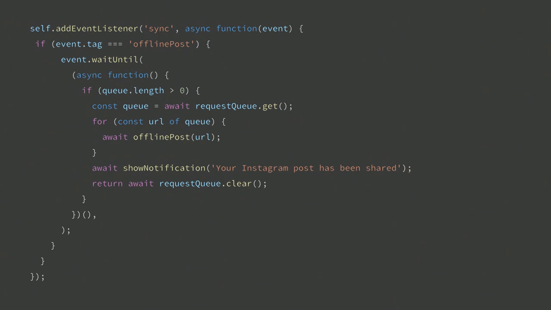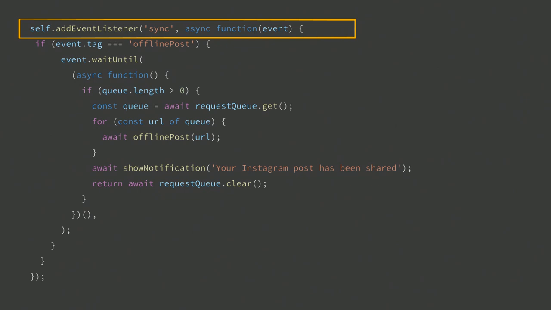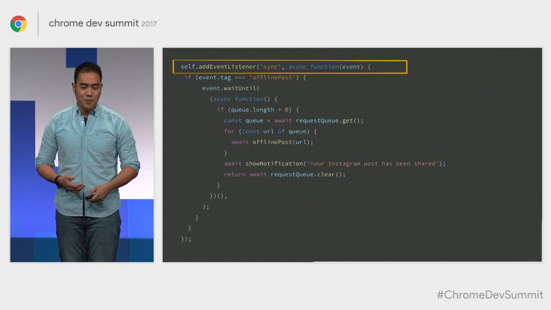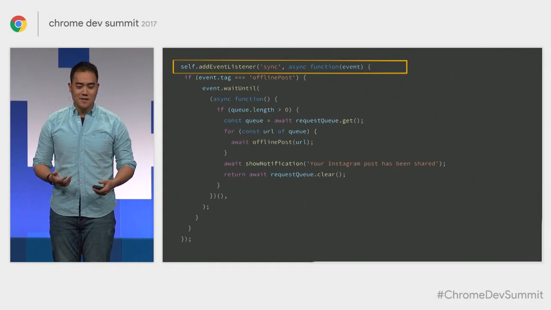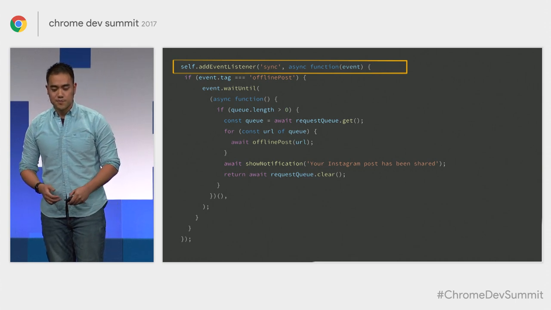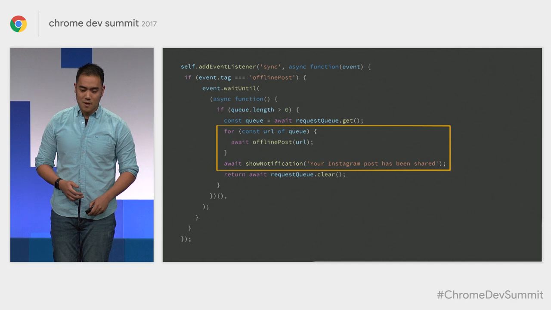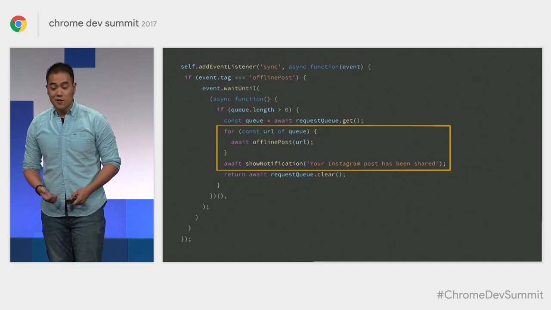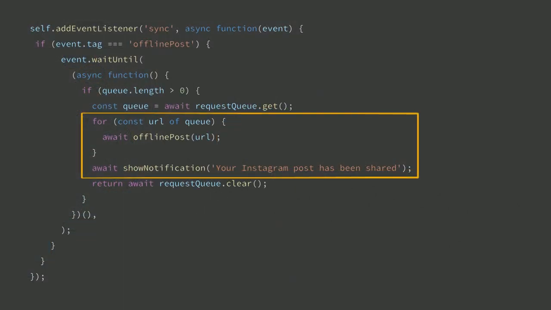We then use the background sync API that was mentioned in earlier talks. Now, earlier in the demo, if it worked, we were planning to send the sync event manually through DevTools, which would have then triggered the sync event. So in practice, it depends on the device to actually trigger this event, and it's based on a number of conditions. So in the callback, we then check if there's any items in the queue, and then we call our offline post helper and show them the notification.